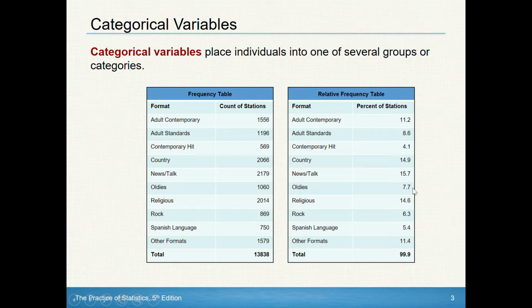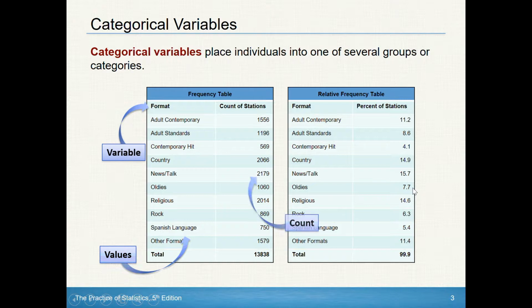Generally speaking, having your categorical data in percents or even proportions is preferred. The reason being it's easier for comparison purposes. But if we are going to be displaying these in some kind of graph, either form is okay. The variable that we're talking about is the format of the station. And the values that it takes, well, those could be the counts or the percents.